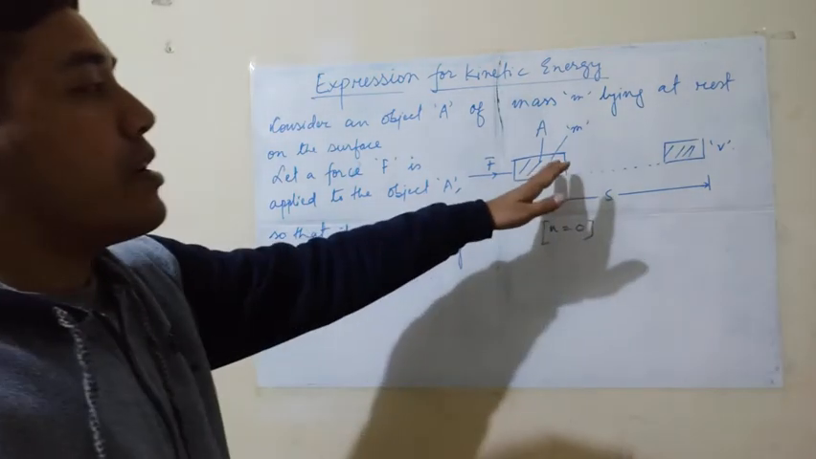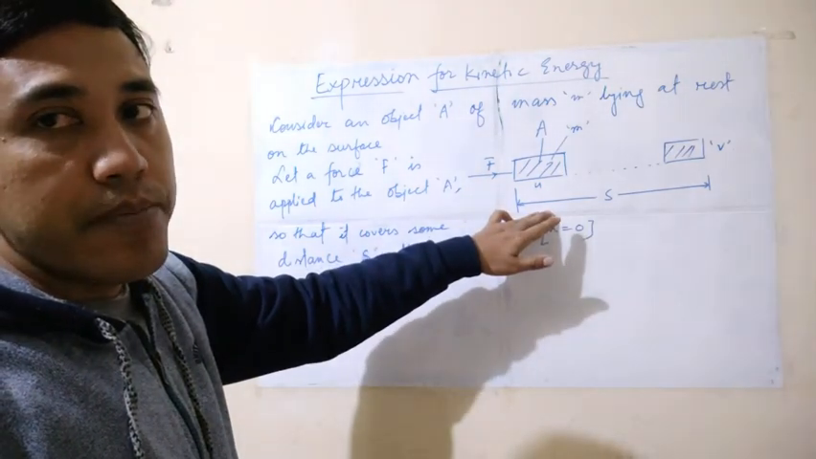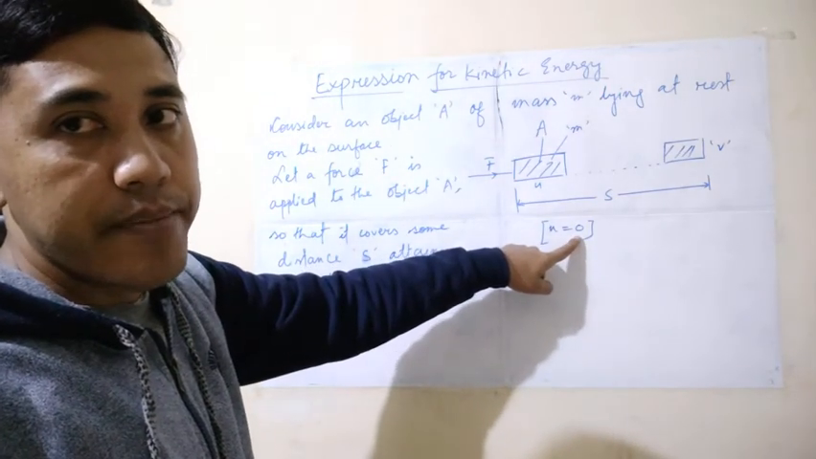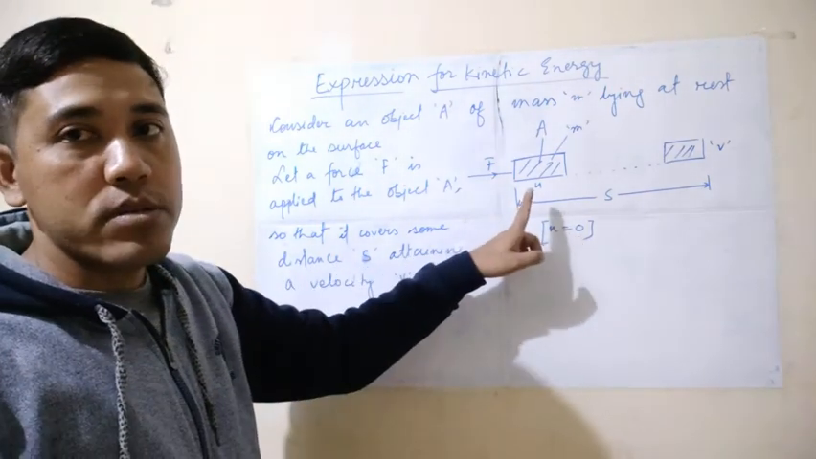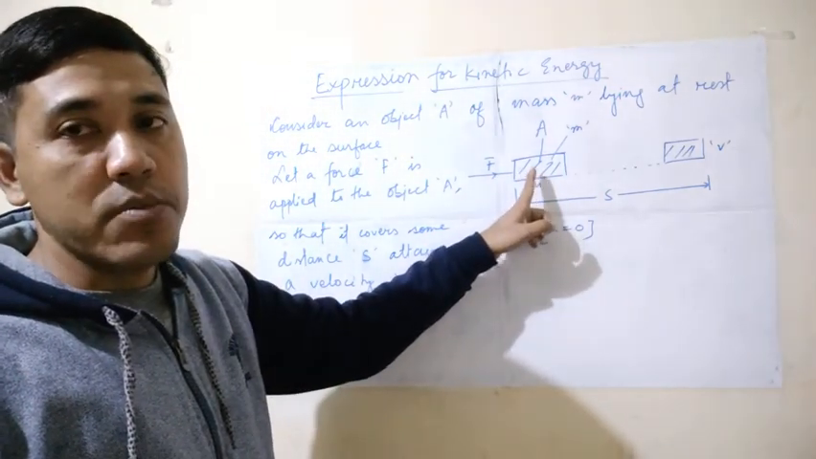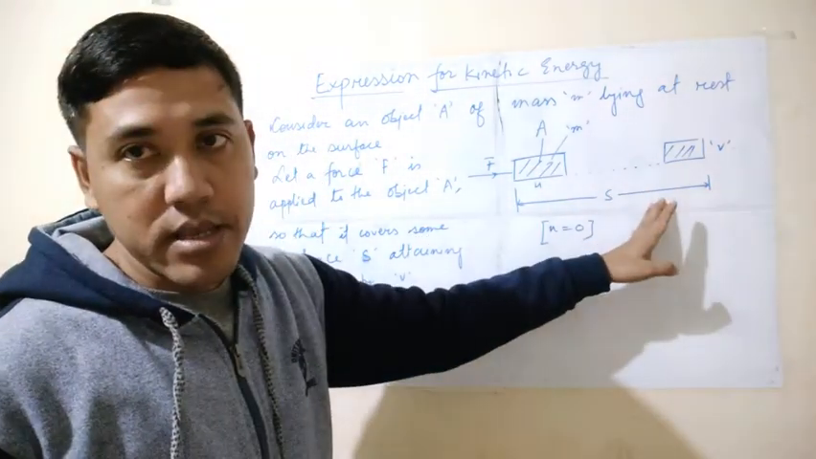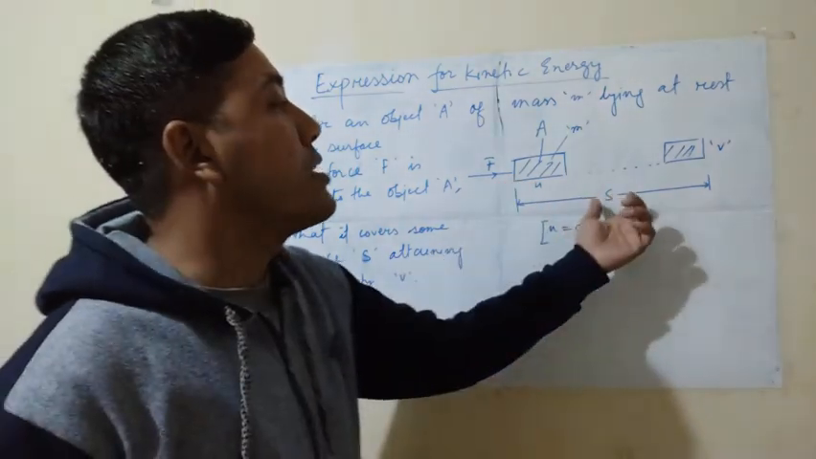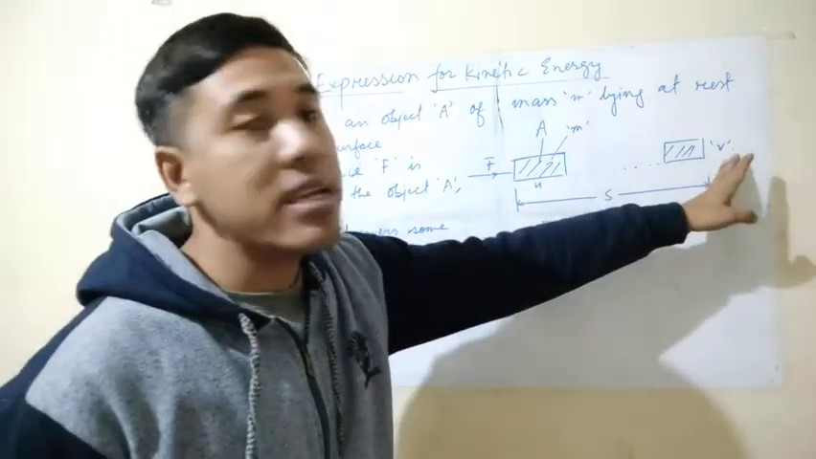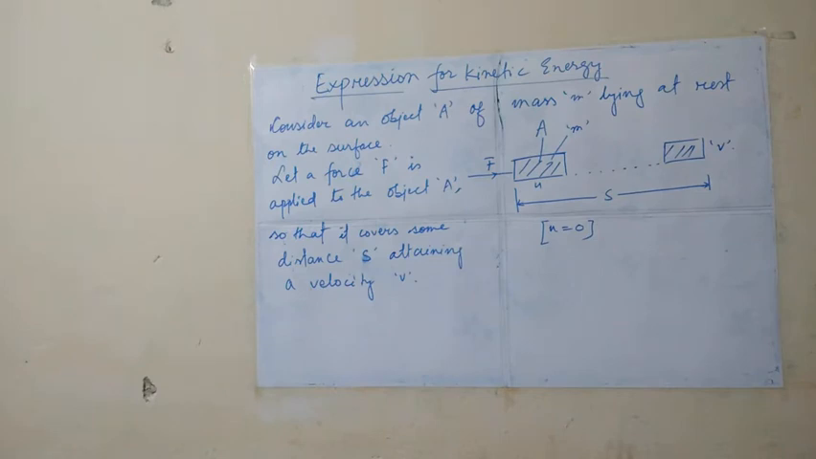Now look here. This is object A which is lying on the surface. At that time, the velocity of this object is equal to 0, that is, it is at rest. After applying some force F to this object A, the object will cover some distance S, and for covering this distance S, it attains some velocity. That velocity is v. Please copy down this first page.